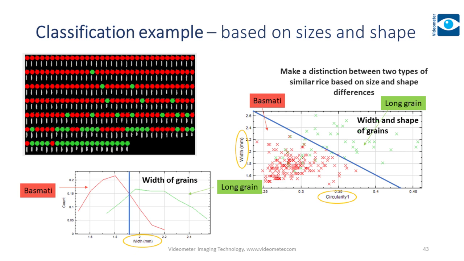So, at the end of the day, a classifier for separating the two types of rice might be made up of several combinations of features like these two examples. And then it will be able to classify them into two groups.